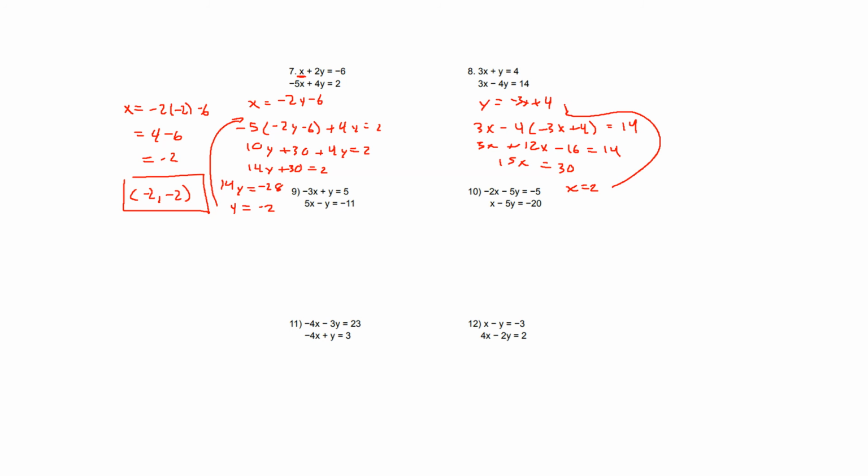And plug this into here. So we have y equals negative 3 times 2 plus 4. This is also negative 6 plus 4, or negative 2. So our point will be 2, comma, negative 2 for number 8.